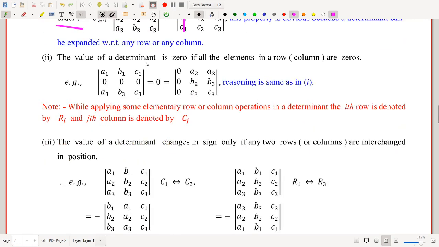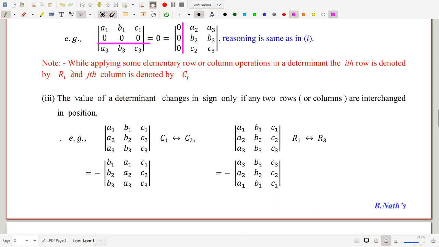Number 2 property: the value of a determinant is 0 if all the elements in a row or column are zeros. This is very obvious. Reasoning is the same as in Roman 1. Why? I can expand this determinant with respect to elements in the second row. So it will start like that: minus 0 into second order determinant 0, plus 0 into second order determinant 0, minus 0 into second order determinant 0. Similarly here also I can expand the determinant with respect to elements in the first column, so everything will be 0. Nice property. We shall use this result many times.